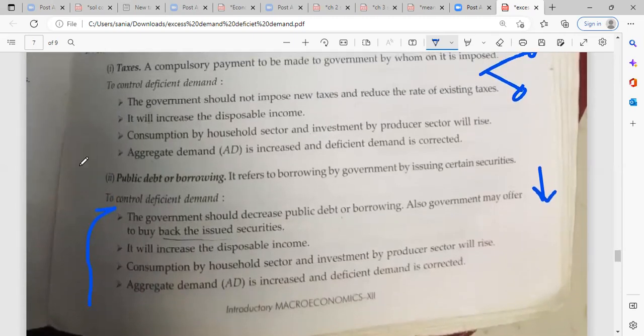Okay, so from public debt itself. Public debt, basically they should decrease it, right? Because if people are in debt, how will they consume more? When they reduce all the taxes, all the liabilities and everything, then they can demand. So you will write second, public debt, then to control, all these points, and similarly others.